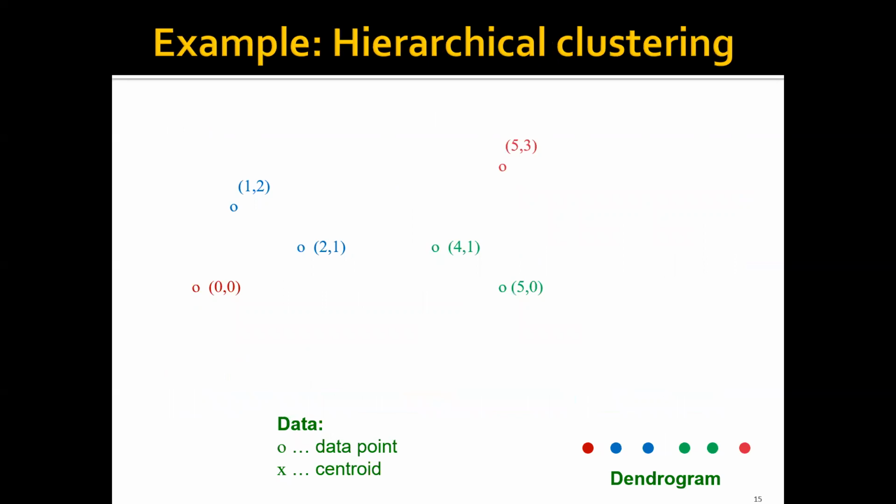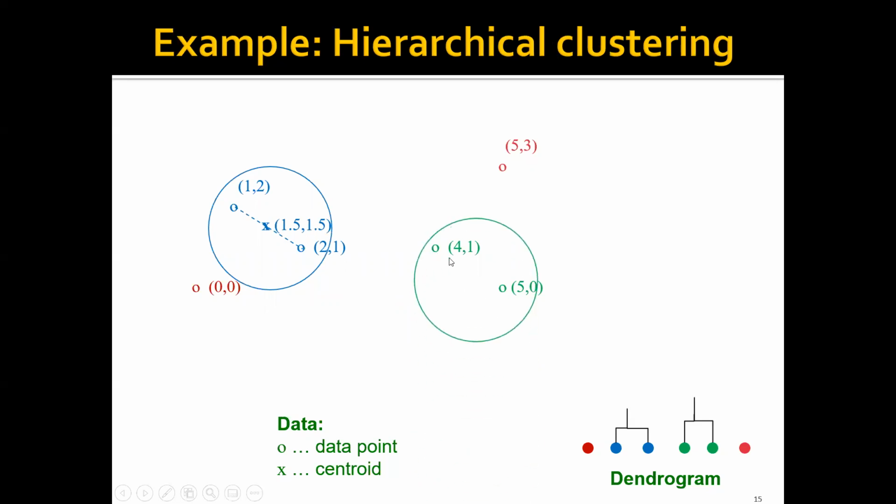Let's say that, for example, we have 6 data points and we want to perform hierarchical clustering. And these are the 6 data points here. At the first step, we will look for the closest pair of data points, which is these two. And these 2 points will form a cluster. And then we will compute the corresponding centroid, which is here. And we will look for the next closest pair of clusters, which is these two. And we will compute its centroid.